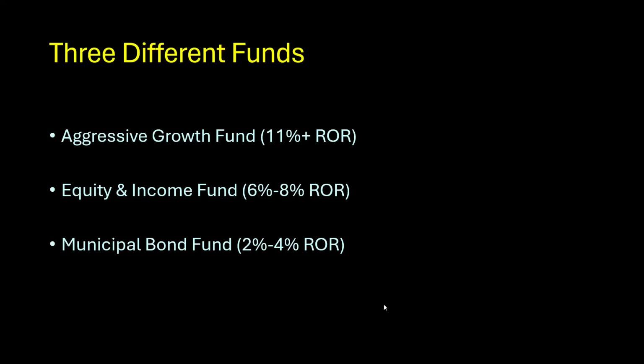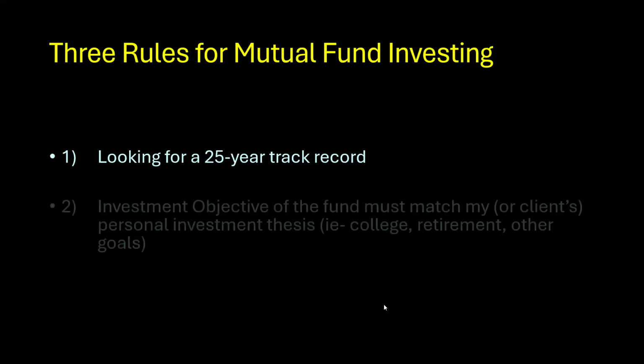So again, my three rules for mutual fund investing. One, I'm always looking for at least a 25-year track record. And this is me. This is me when I sit down with clients to suggest something to them, or me when I'm personally investing. Some other people only need a 15-year track record or a 10-year track record. Whatever the case may be, these are guidelines. These are not rules that are set in stone that cannot be malleable or moved around. This is just myself when I'm doing this.